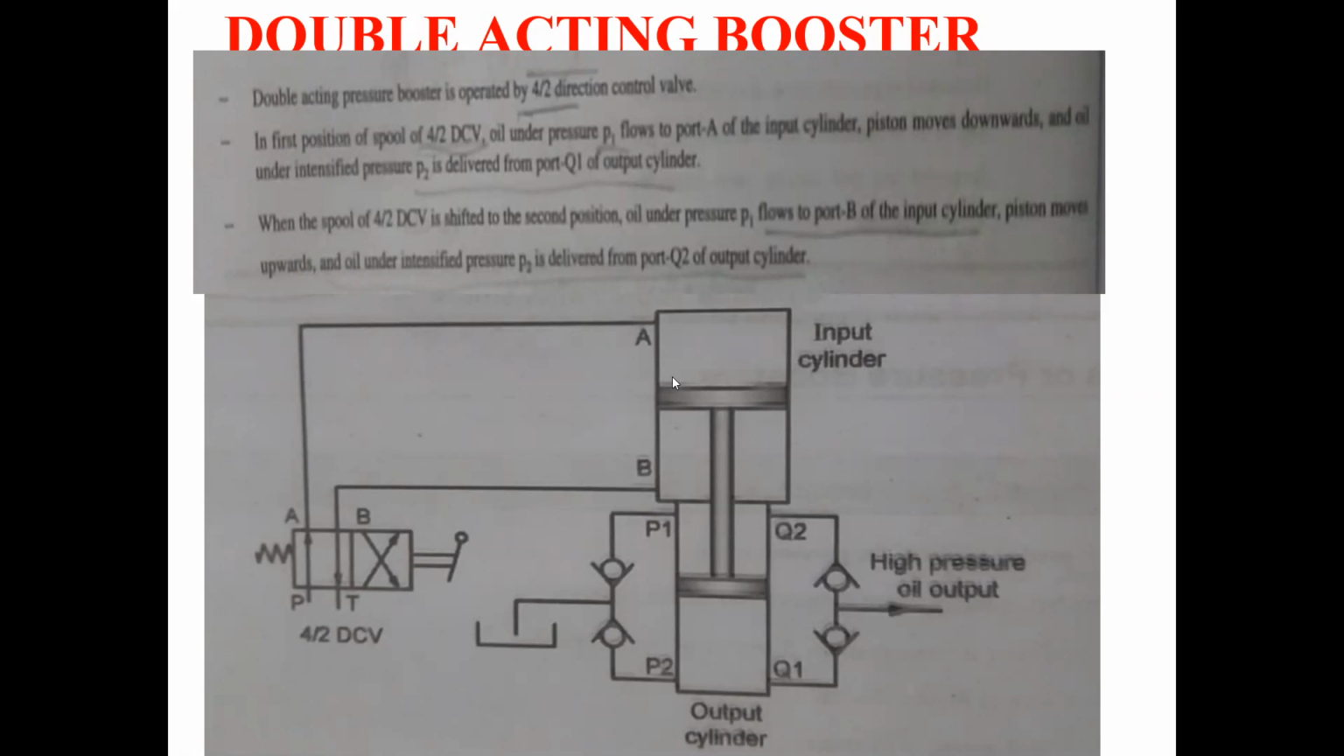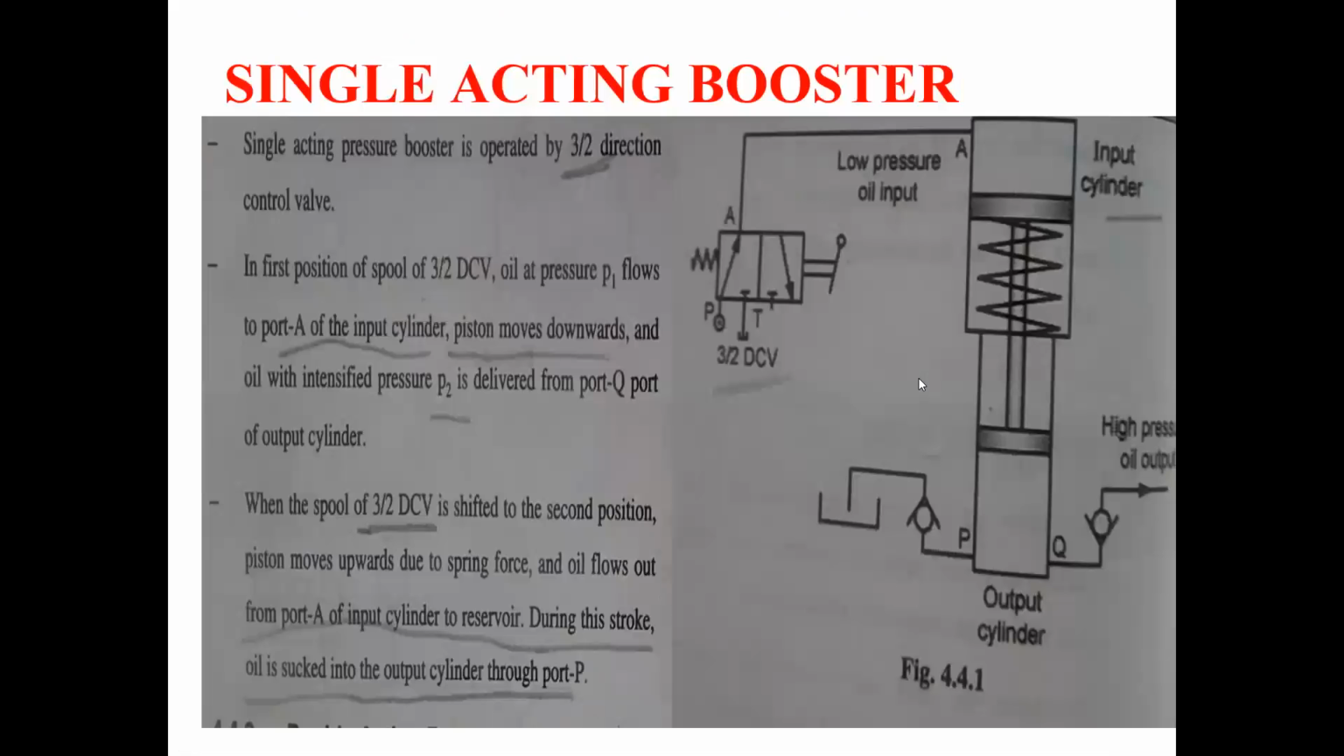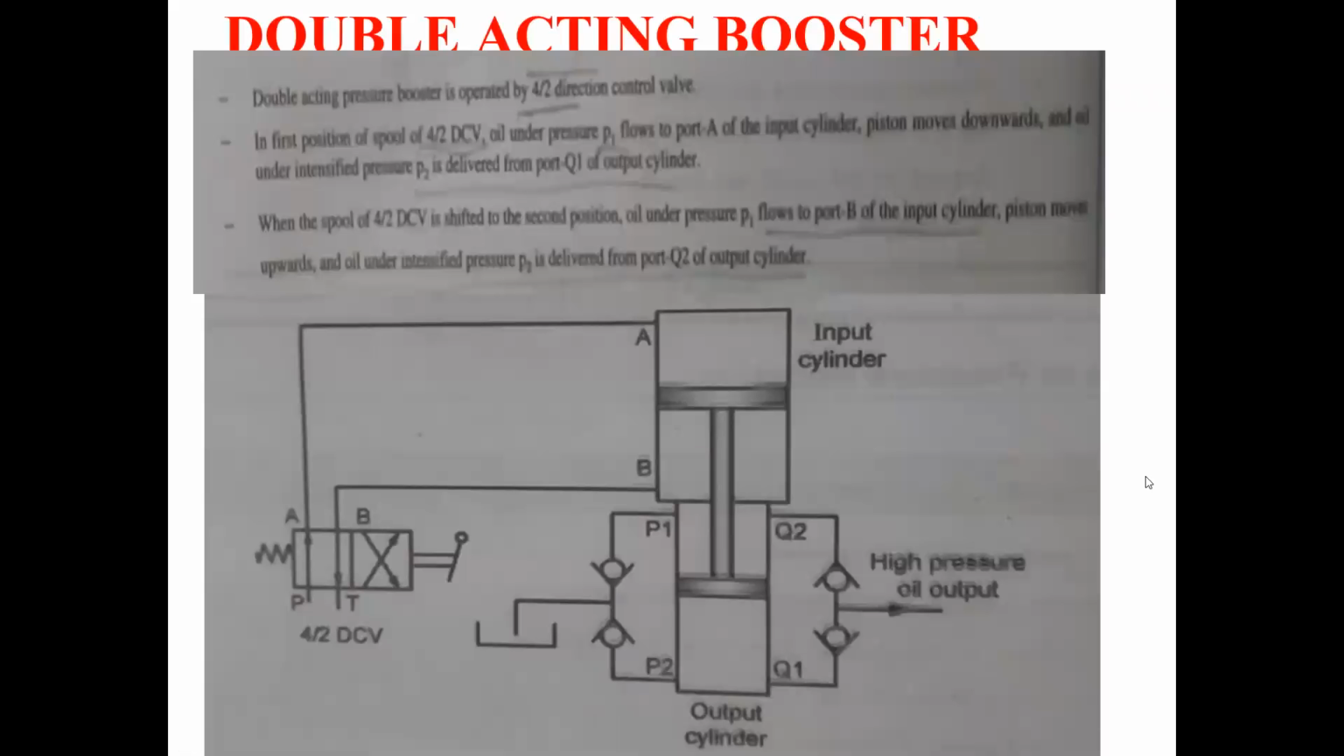piston here in the double acting cylinder. Oil is present at both the sides of this double acting cylinder. So again we are going to read the first position of the spool of the 4/2 direction control valve. First position means the position which is already shown in this diagram here.